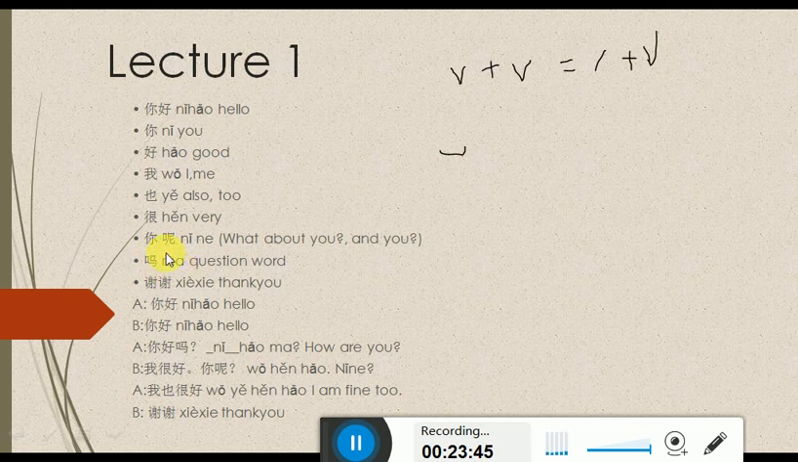Ma. Next word is xie, xie. E has fourth tone. Its pronunciation is a bit strict. Xie xie. Let's start again. New words. Ni hao, hello. Ni, you. Hao, good. Wo, I and me. Ye, hen, ni ne, xie xie.